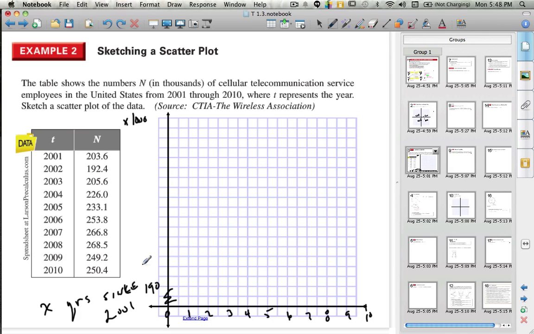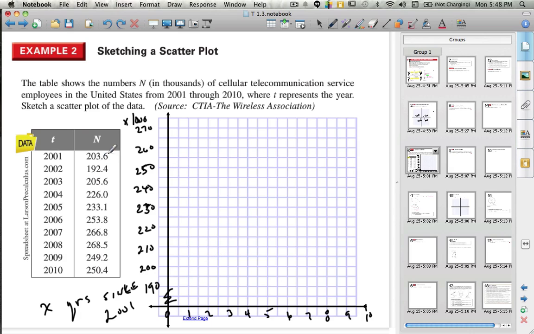Because then as I move up, I could go up by 5, so every 2 spaces would be another 10. So 190, 200, 210, 220, 230, 240, 250, 260, 270, and that's about what I figured out my range was going to be. So this is going to work out pretty well for me to put my items on the graph.